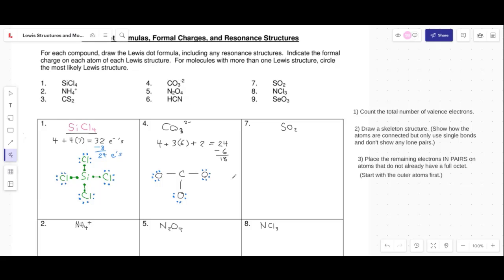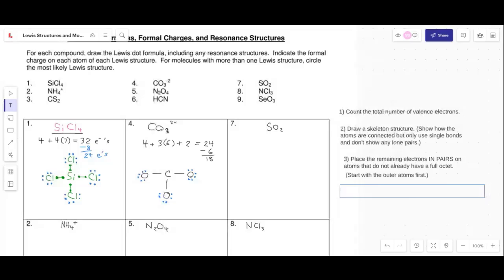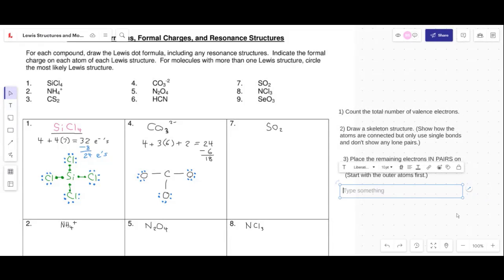Okay, cool. So here's the deal. Are my oxygens happy? Do they have 8 electrons around them? I've placed all my valence electrons. Are my oxygens happy? Yes. Good. Now what about my carbon? Is my carbon happy? Does it have 8 electrons around it? No. So if after placing my valence electrons, I see that I have less than a full octet, I need to go to rule number 4.